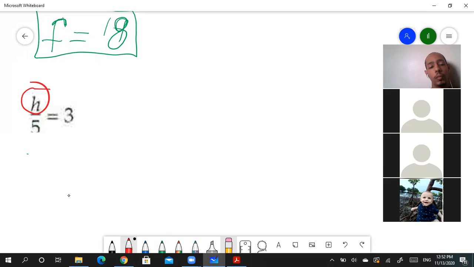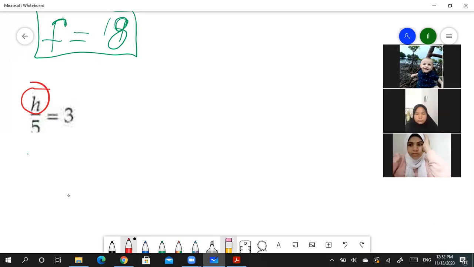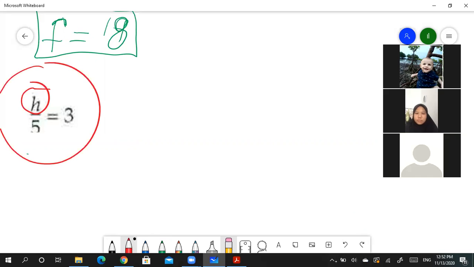I want you to tell me step by step. Ether, could you solve this equation for me? What should we do? So we multiply 3 by 5.